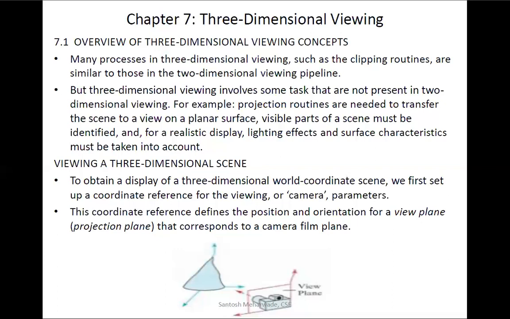But there we deal with only the x and y axes. For this three-dimensional viewing pipeline we are going to use x, y, and z. The steps are the same, but we are just going to include the z axis also. But three-dimensional viewing involves some tasks that are not present in two-dimensional viewing. Those are orthographic viewing and perspective viewing. Such kinds of viewing are not available in two-dimensional viewing. We will get a view of a flat nature.